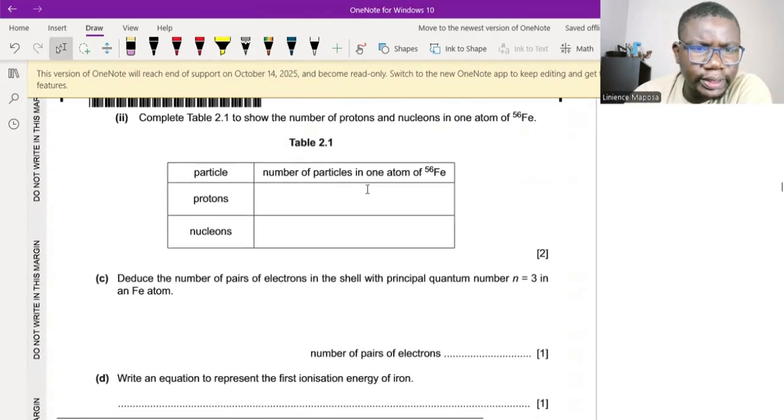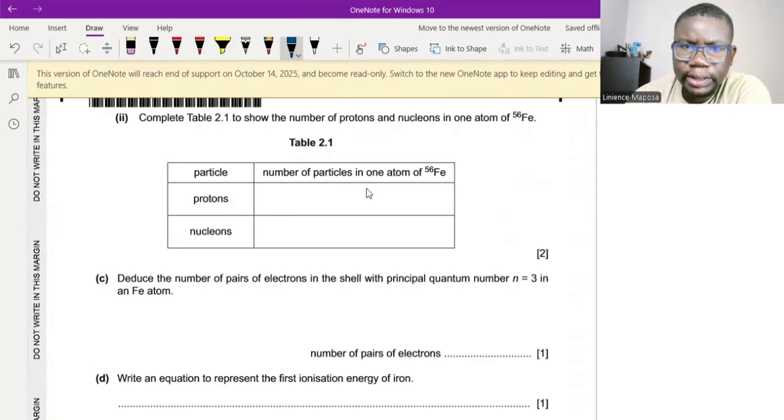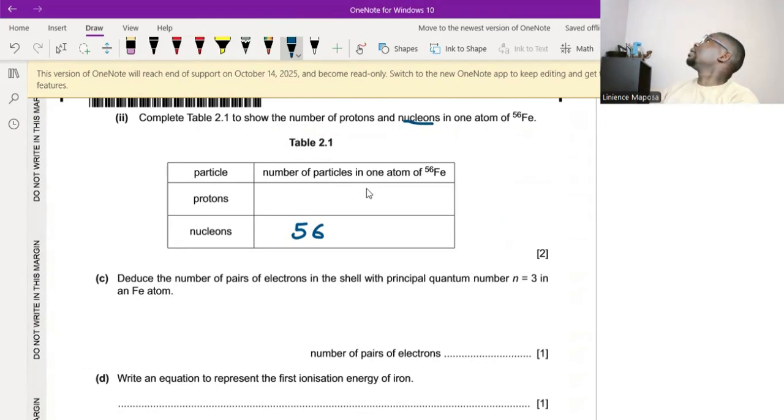It says complete table 2.1 to show the number of protons and nucleons in one atom. Be careful here. It says nucleons, not neutrons, in one atom of iron 56. Okay, iron with a mass of 56. How many nucleons? It is the mass number. So it's 56. But what is the number of position of iron on the periodic table? Iron is number 26, so that means it's got 26 protons, so it's number 26.